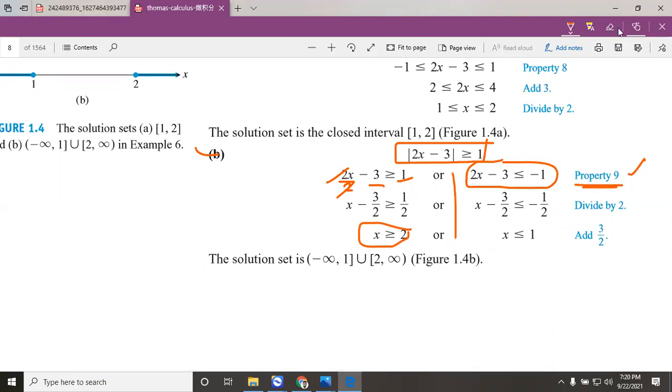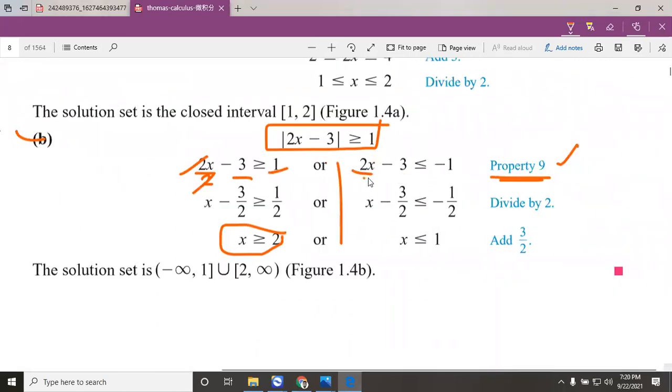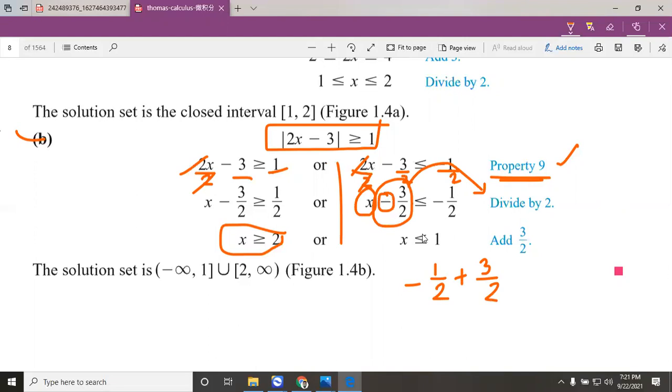And on the right side, we do the same. Like we divided by 2, we divide by 2 here, also here and also here. So this 2 and this 2 become one. So we only get x minus 3 by 2 is less than or equal to minus half. If we take this minus 3 by 2 from the left side to the right side, it becomes minus 1 by 2 plus 3 by 2. We change this minus to plus.